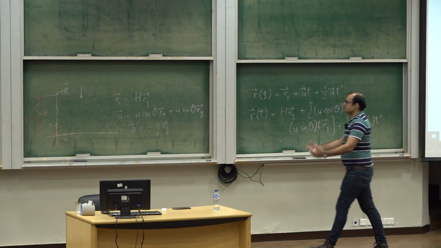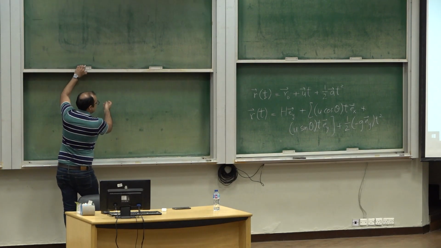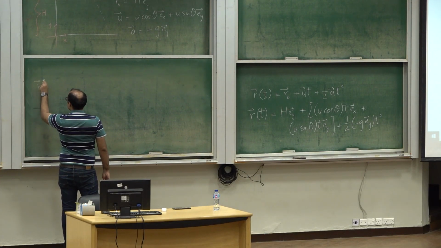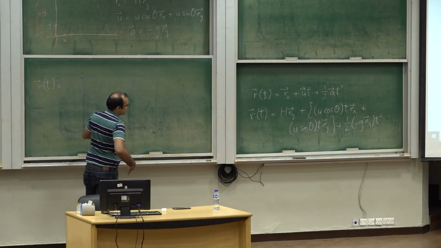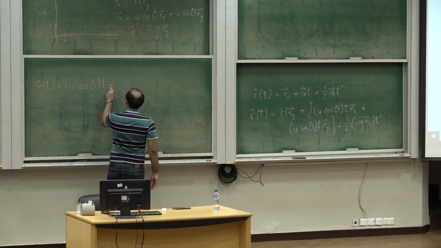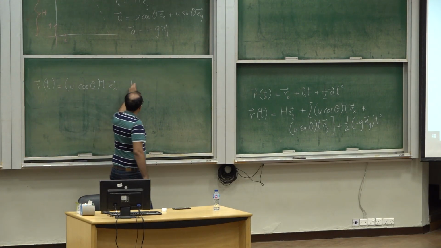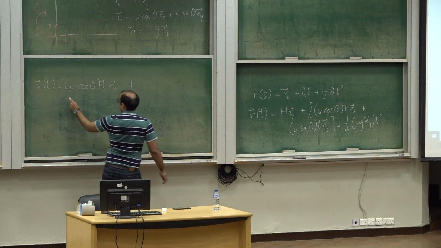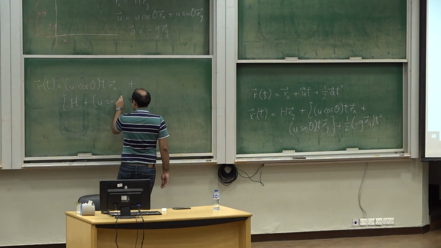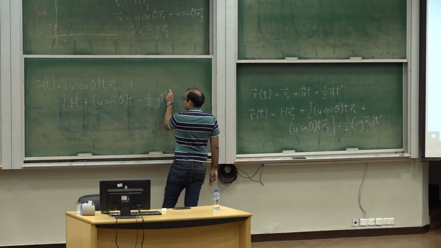And then you just group together terms that contain ex, you group together terms that contain ey. Right? So when you group together terms that contain ex, what do you get? You get essentially u cos theta times t ex. That's it. Plus, then you group together terms that contain ey. You have h plus u sin theta times t minus half g t square ey.